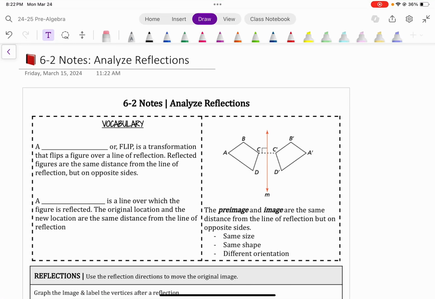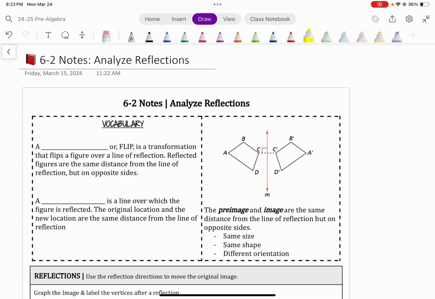Hi, Pre-Algebra. These are video notes for section 6.2. In this section, we are going to analyze reflections. So in 6.1, we looked at translations where we were sliding a figure. Now we're going to reflect a figure.